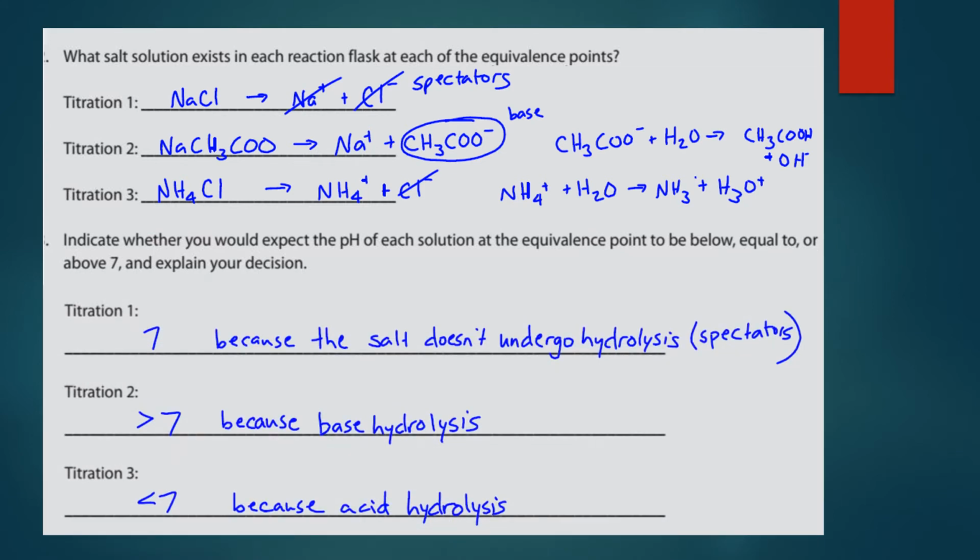So what we expect from the pH is that in the first titration, we're going to have a neutral solution. It's going to be 7 because that salt doesn't undergo hydrolysis. They're both spectators. In titration number 2, we're going to expect that we have a basic solution. We get base hydrolysis happening. And in titration number 3, we're going to have a pH of less than 7 because it's going to undergo acid hydrolysis. So how does this affect our titrations? That's what we're going to be moving on to.